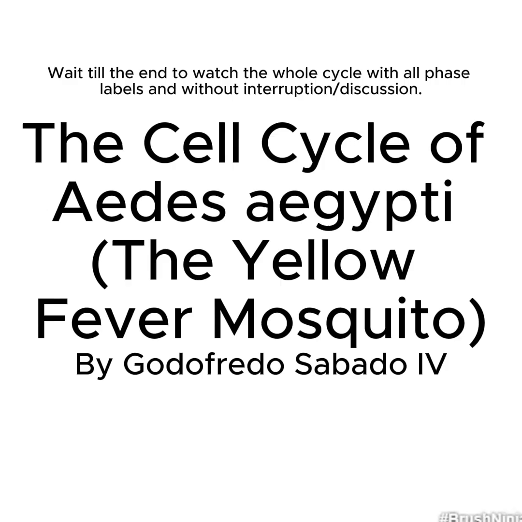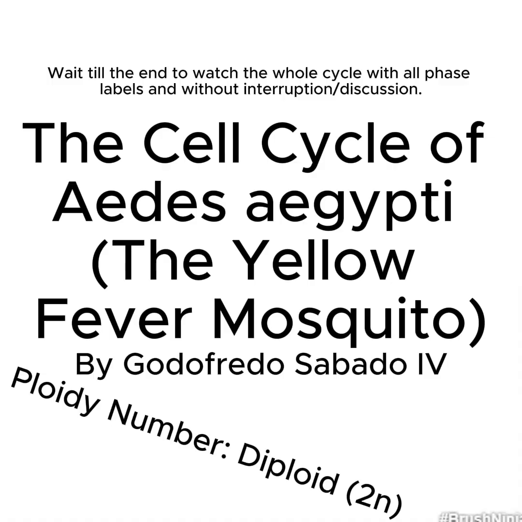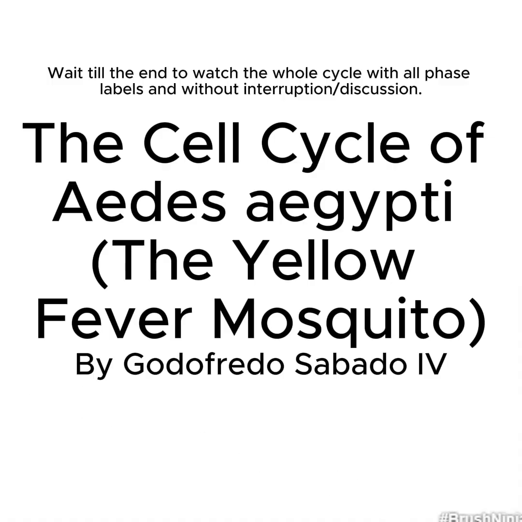This animation visualizes the cell cycle and division of a cell from the Aedes aegypti, also known as the yellow fever mosquito. The mosquito has 6 chromosomes, 3 pairs of chromosomes, and therefore has a diploid number. And without further ado, let's get into it.